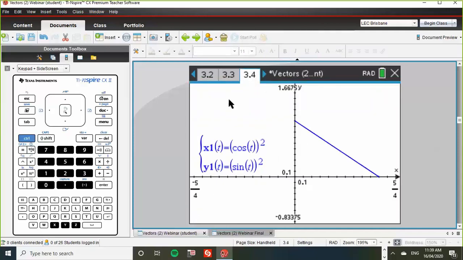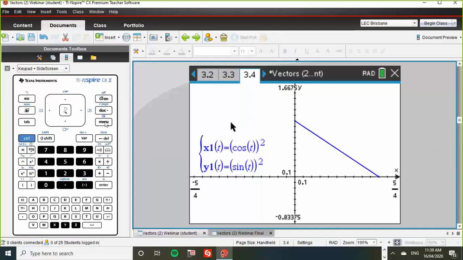Now I've taken the liberty to already set up the parametric graphing. So x1 of t is cos squared t and y1 of t is sine squared t. Notice that in the Nspire environment, you can't write the square between the s and the opening bracket there. Okay, so that is cos squared t. And what we see is a straight line joining (1, 0) to (0, 1). But how does the particle move?